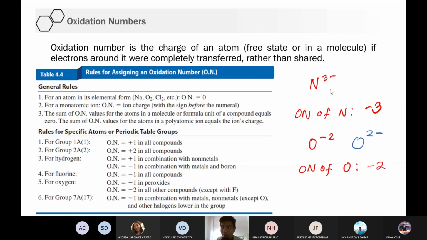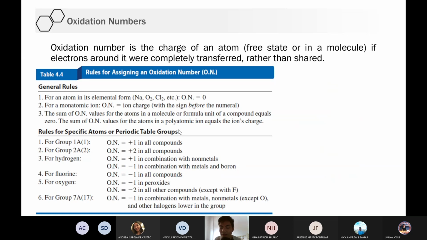But the acceptable version is this one. Yung number, then yung charge after that. Although, pwede rin naman to, nakasanayan ko lang. So, ganun lang. If you have a monoatomic ion, whatever the charge of that ion is, yun yung oxidation number niya.